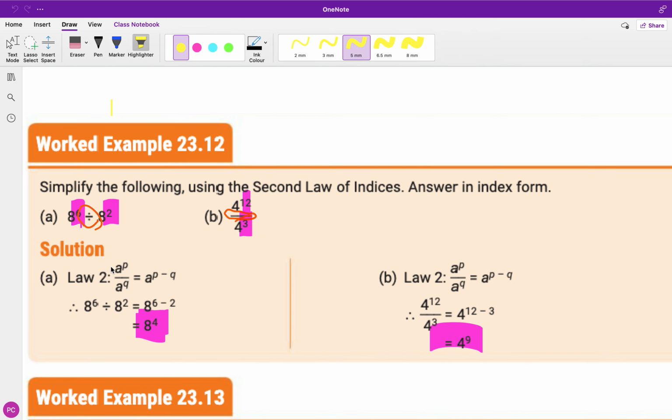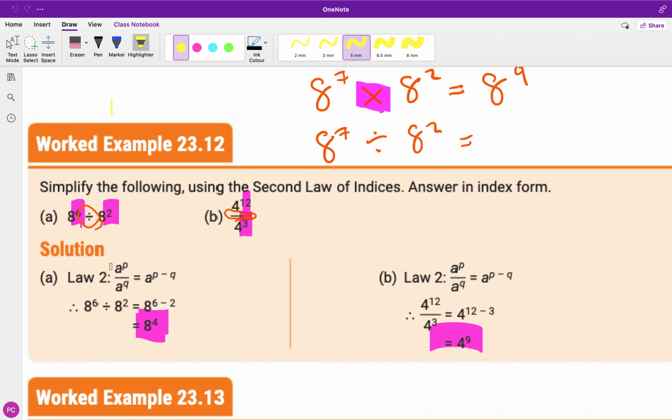If we take the first law and the second law together, we say 8 to the power of 7 multiplied by 8 to the power of 2. Because there's a multiply in the middle there, we're going to add the powers. That's indices rule 1, which is going to give us 8 to the power of 9. And the one we're working on today is this other one, 8 to the power of 7 divided by 8 to the power of 2, which is equal to 8 to the power of 5. So I'm taking away the powers in rule number 2.